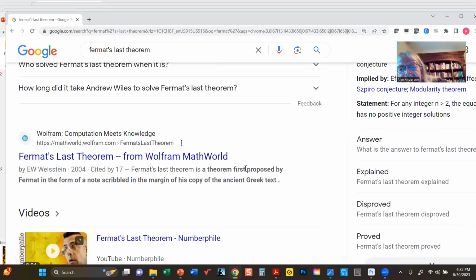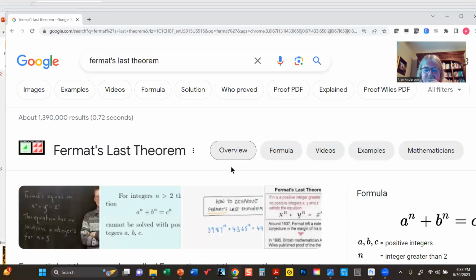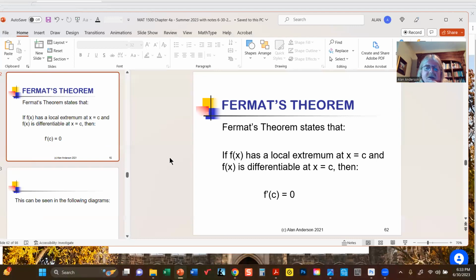And so finally it happened, but it took a long time. And so there's others too. There's others that are still waiting for proofs. But anyway, Fermat's theorem is not that theorem.